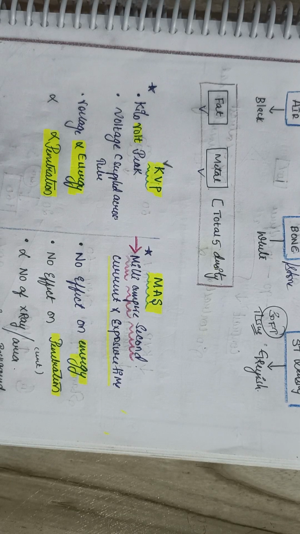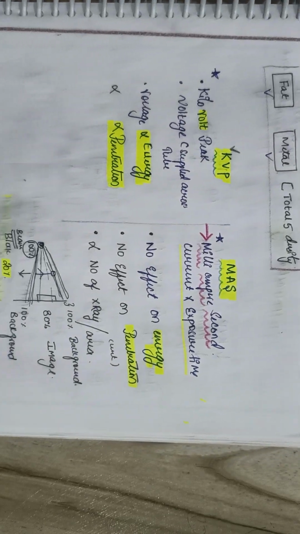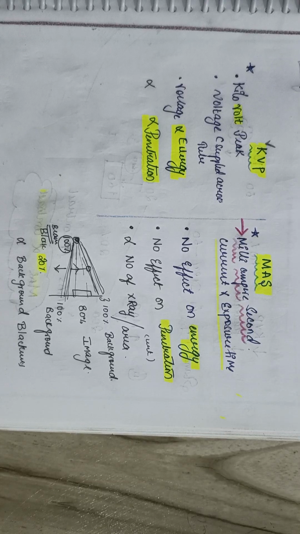And mAs, that is milliampere second, has no effect on energy, and no effect on penetration. But one thing, it is directly proportional to the number of X-rays per unit area. That's a basic point. It has no relation with the energy, no effect on the penetration. It tells about the number of X-rays per unit area.